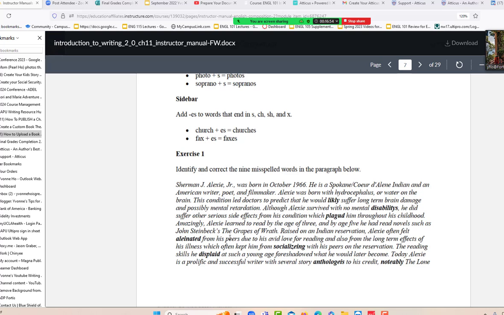Identify and correct the nine misspelled words. He would likely, so L-I-K-E-L-Y. Disabilities. So if it ends in Y, you have to change it to I, so disabilities.